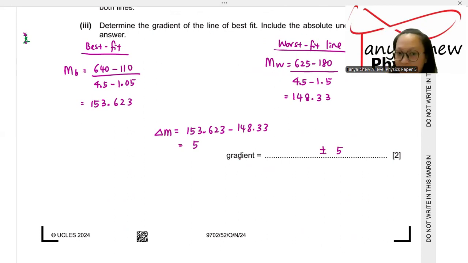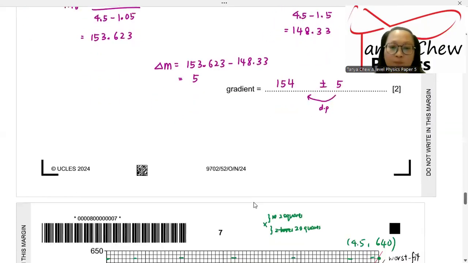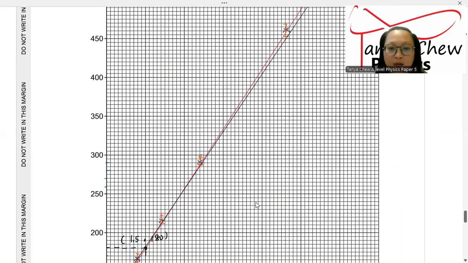You have to use your best fit, and the reading of the gradient must follow the decimal point of the absolute uncertainty of the gradient. Since the absolute uncertainty of the gradient has no decimal point, I round it off to 154 as the value of my gradient. That's it.